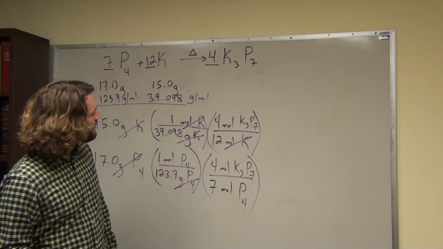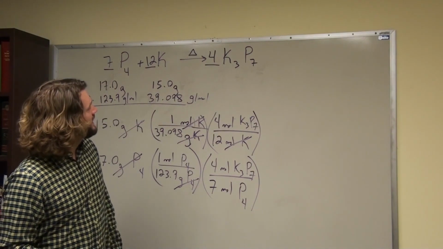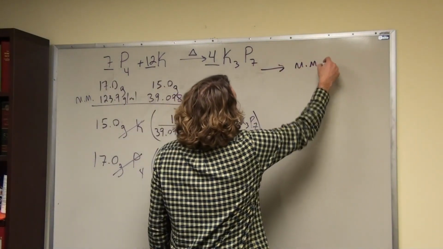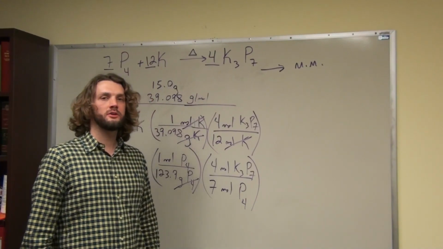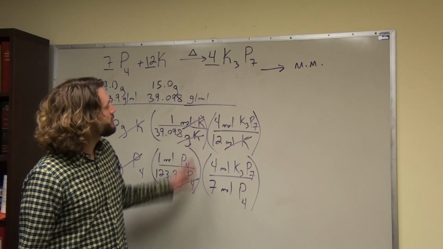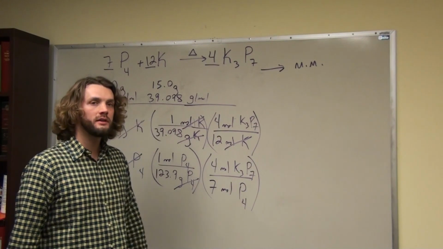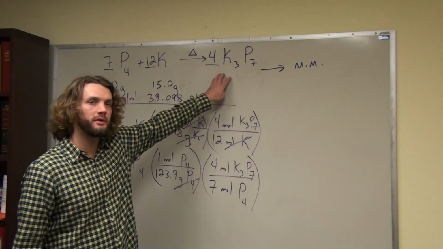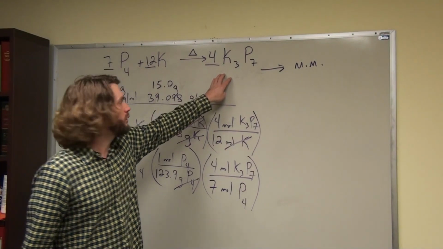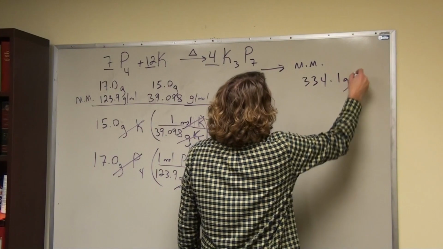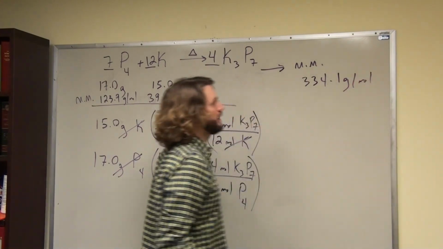So here, what we now need to do is determine the molar mass of K3P7. All right, so again, we need to find the molar mass of K3P7 so we can finish out converting these reagents to that desired product. And so if we sum up the atomic contributors of K3P7, we get a molar mass of 334.1 grams per mole. Okay.